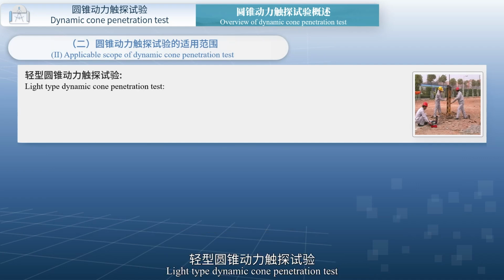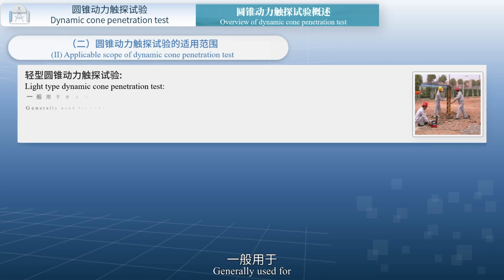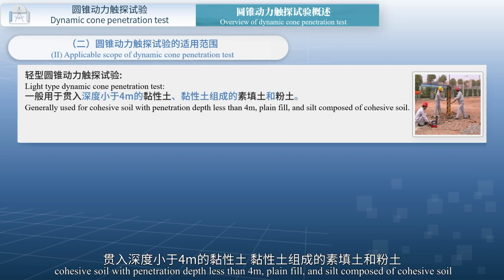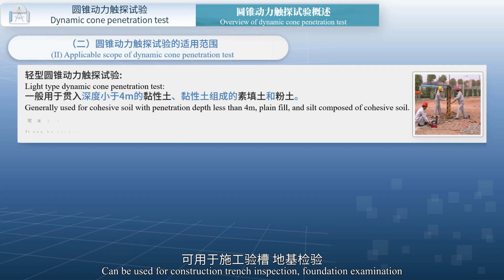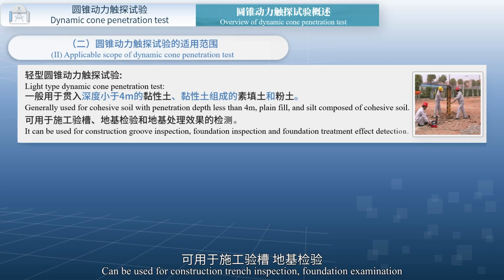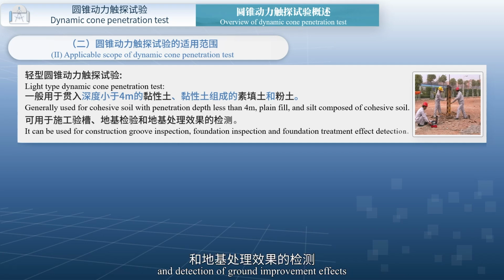Light type dynamic cone penetration test is generally used for cohesive soil with penetration depth less than 4 meters, plain fill, and silt composed of cohesive soil. It can be used for construction trench inspection, foundation examination, and detection of ground improvement effects.